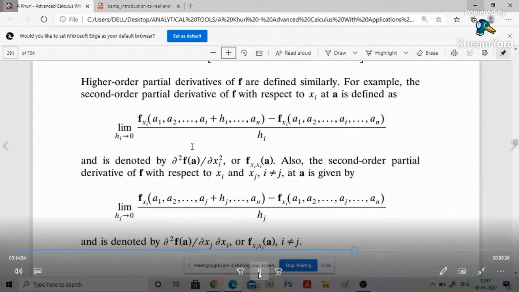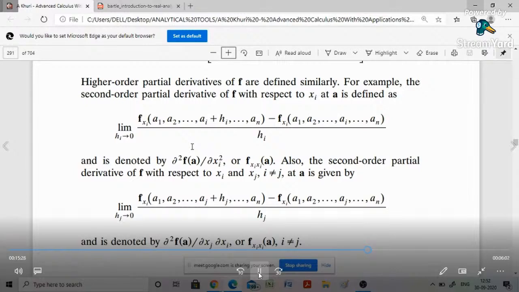So this is the partial derivative of f with respect to xi, of the first partial derivative with respect to xi again. In the second equation below, you can see we are considering the partial derivative of f with respect to xi, and again we are taking the partial derivative of that partial derivative with respect to xj, so we are writing it as limit hj tends to 0, because the second time we are taking the difference with respect to xj.